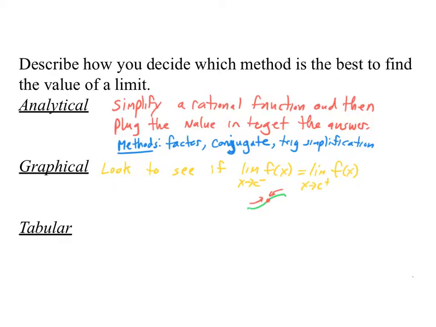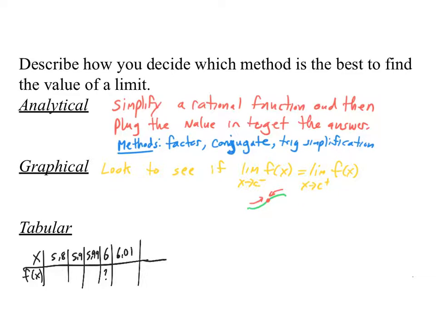So the last one is tabular. By tabular, I mean a table. So if you have x and f of x, and let's say we're trying to approach 6 here. We're trying to find what that is. So what you do is you make values. You do 5.99, 5.9, 5.8, and you approach from this side, and here you do 6.01, then 6.1, and then maybe 6.2. You crunch from both sides, plug in values, and see what it's approaching.